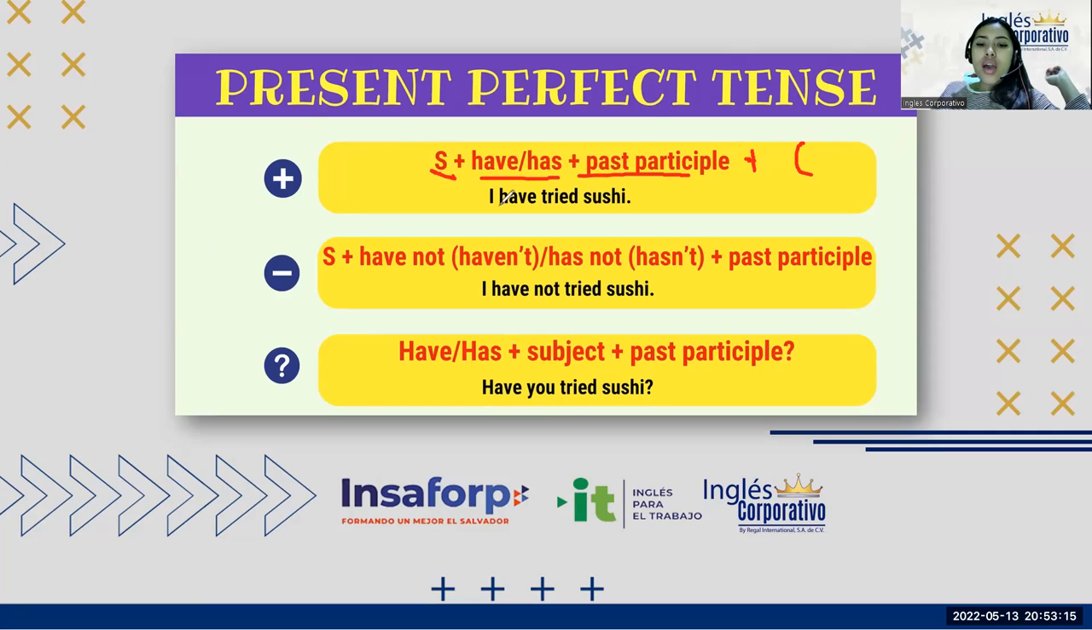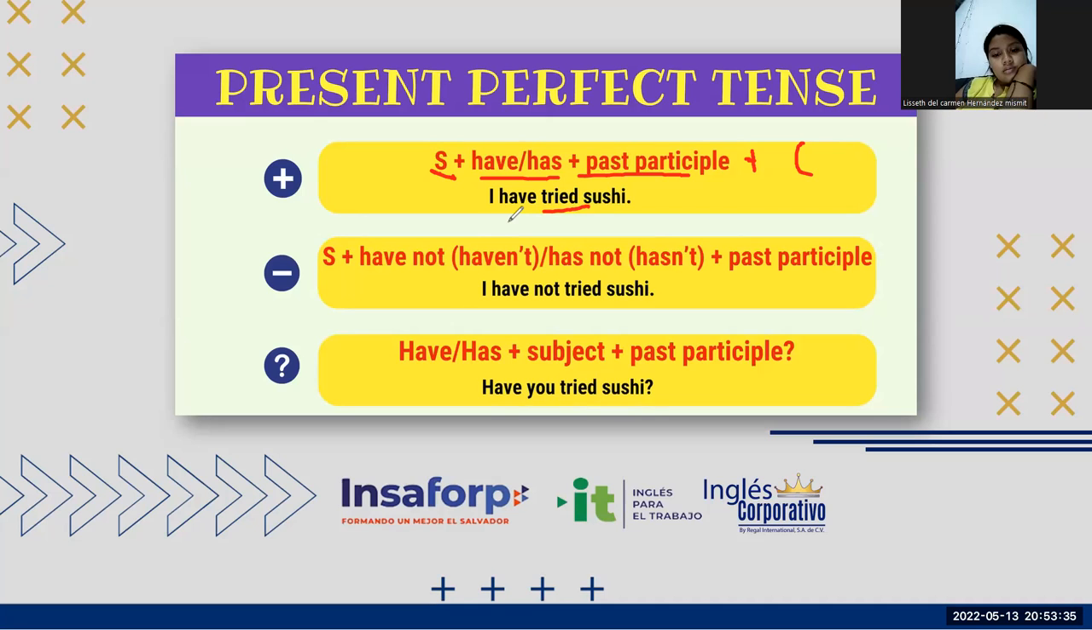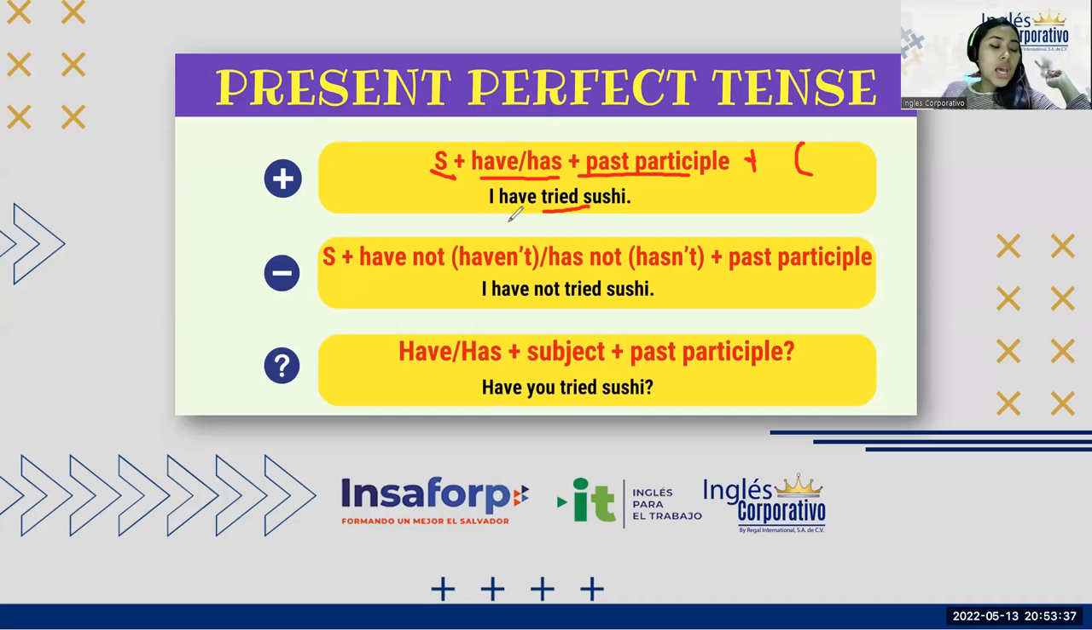So, example, I have tried sushi. I have tried sushi, okay? I have tried sushi. Yo he probado sushi. Okay, I have tried. Have you tried sushi? Yes, I have. I have tried sushi once in my life. Okay. What about the negative one? The negative is seen.